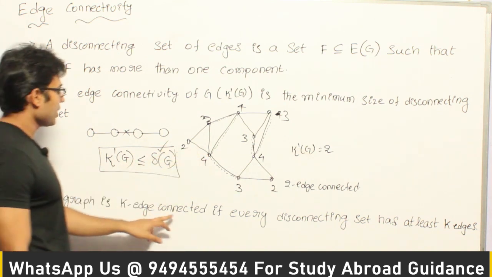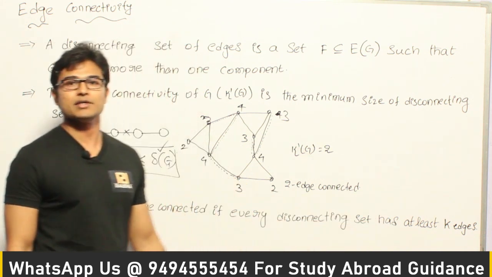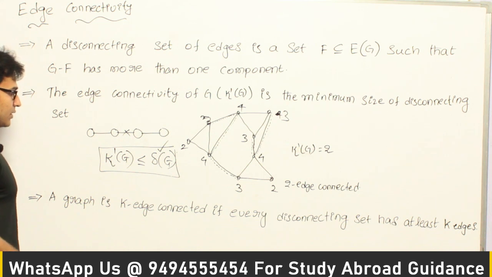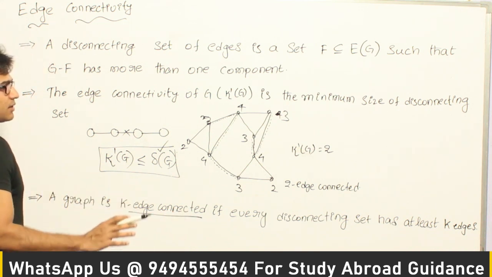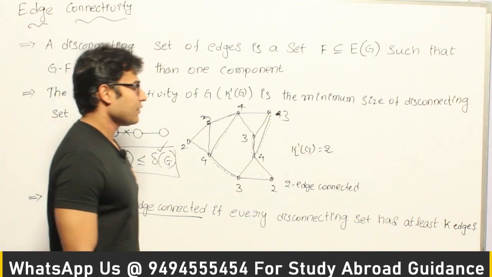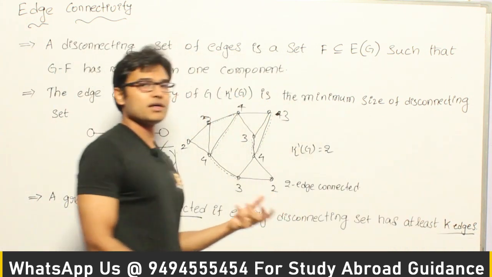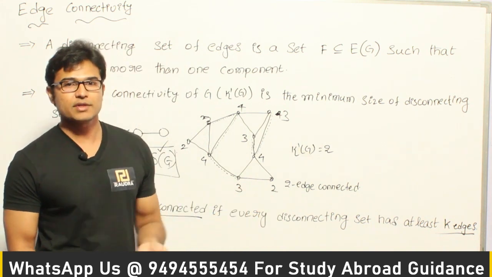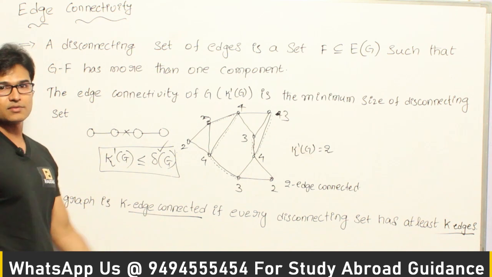Okay. A graph is k edge connected if every disconnecting set has at least k edges. What I mean by k edge connected is, you find any disconnecting set, then it will have at least k edges. If you are able to find a disconnecting set which has k minus 1 edges, then according to this definition you have to write it as k minus 1 edge connected.